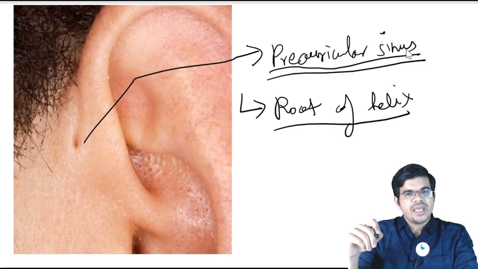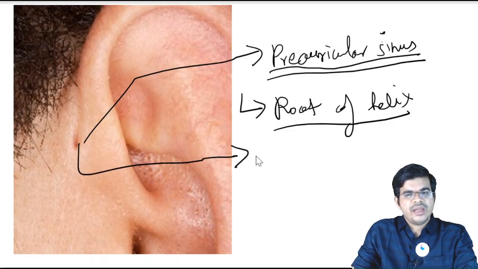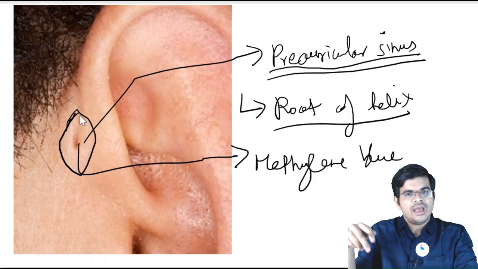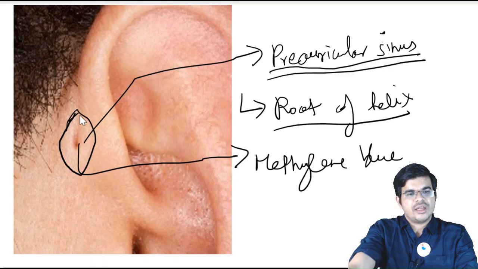And this preauricular sinus, how will you excise it? Before excising the preauricular sinus, you will have to inject a dye. And what is that dye known as? It is the simple methylene blue dye that you will have to inject. And after injecting the dye, you simply trace out the whole tract and then put an elliptical incision all around the preauricular sinus, and then you dissect out the whole tract and remove the whole thing. Okay, so that's about preauricular sinus.